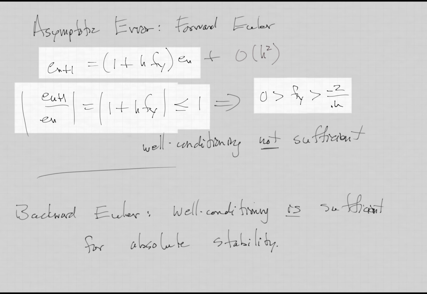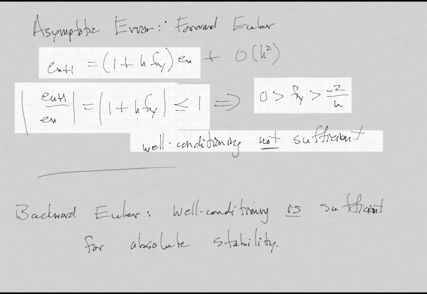You could also think of this as a condition on h rather than a condition on fy. Depends on how you want to think of it. But the point is, it is possible for this absolute stability condition to be satisfied using the forward Euler method, right? However, well-conditioning by itself is not sufficient for this. Well-conditioning just says that fy is non-positive, less than or equal to 0, but well-conditioning does not include this second condition that fy should not be too negative.